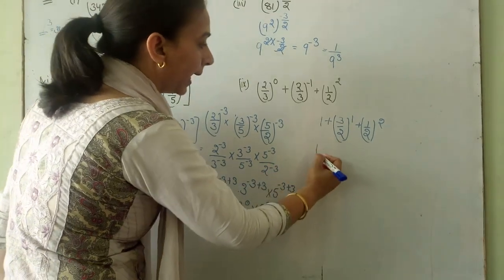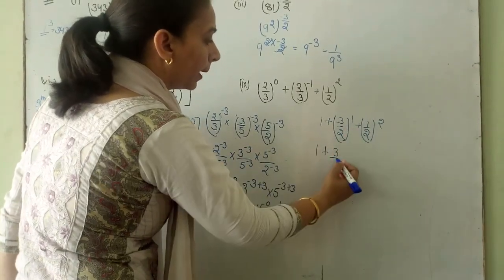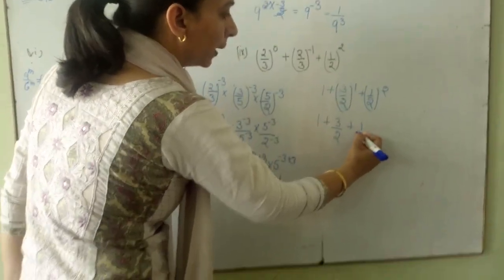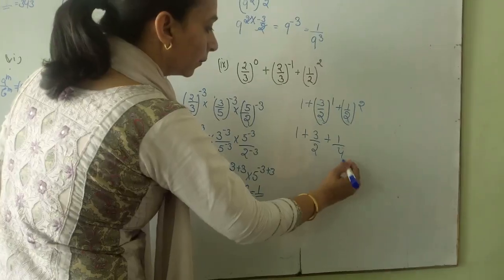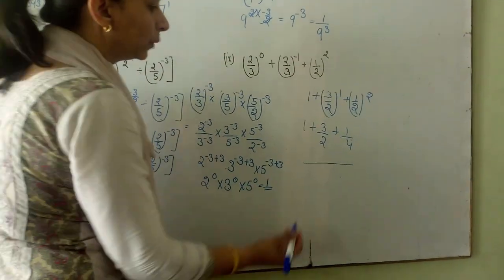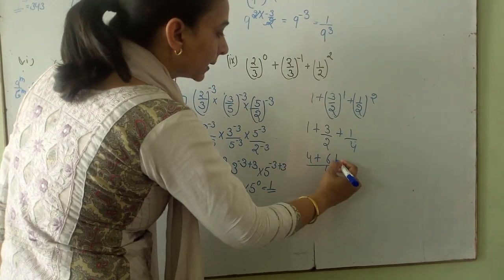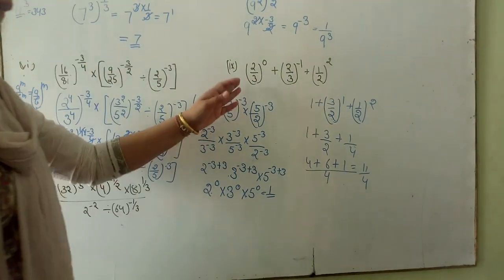Again student, 1 as it is, plus 3 raised to the power 1 by 2 raised to the power 1, plus 1 raised to the power 2 by 2 raised to the power 2, which equals 4. Again we take the LCM of 2 and 4: 4 plus 6 plus 1, then 11 by 4.